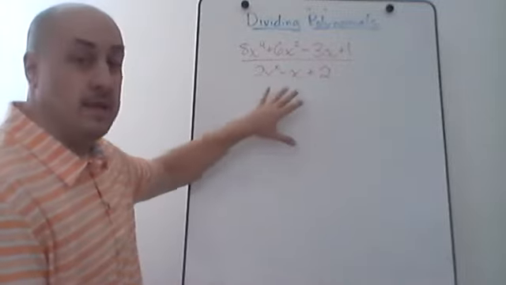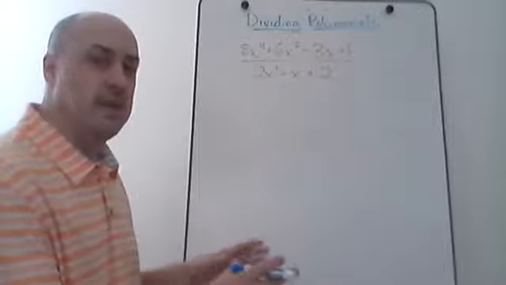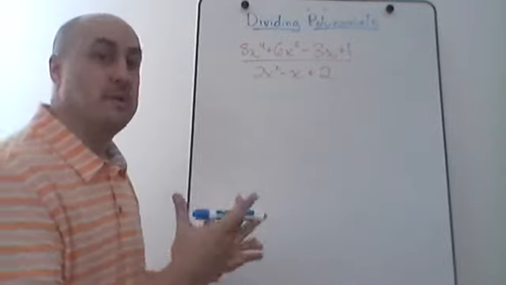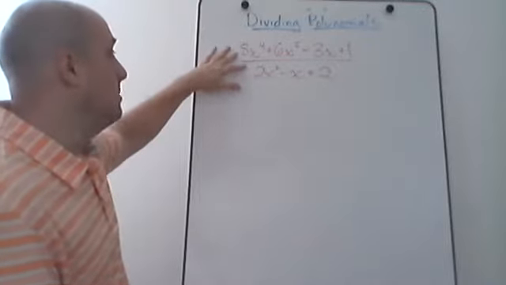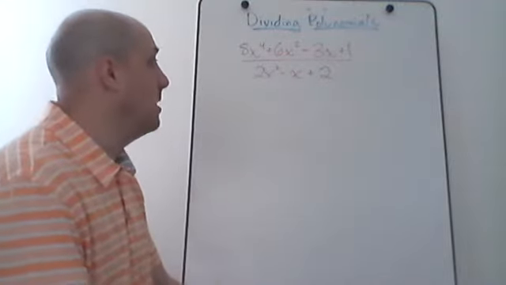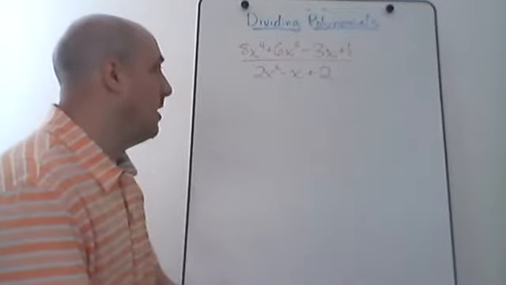In this one, I'm just going to go ahead and do a couple examples where we divide polynomials without a whole lot of explanation of the division process, right? So here's our first example we're going to do. We have 8x to the fourth plus 6x squared minus 3x plus 1 over 2x squared minus x plus 2.